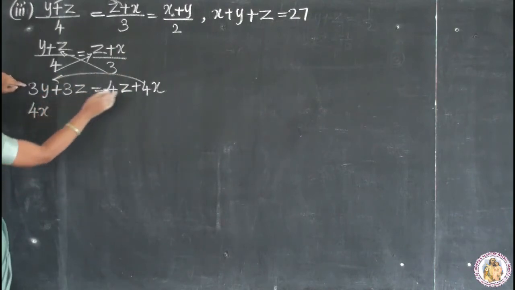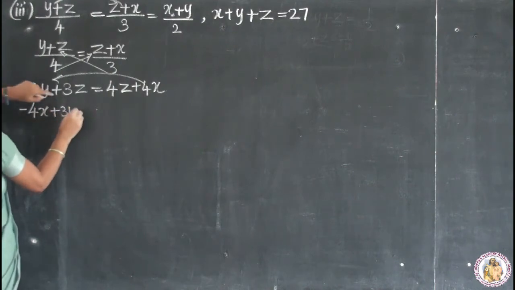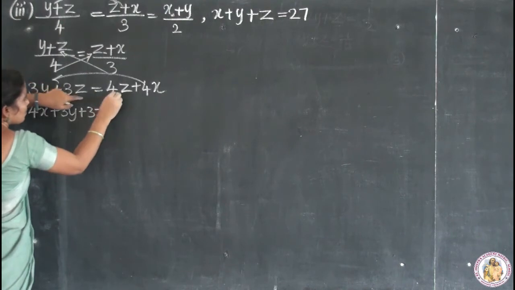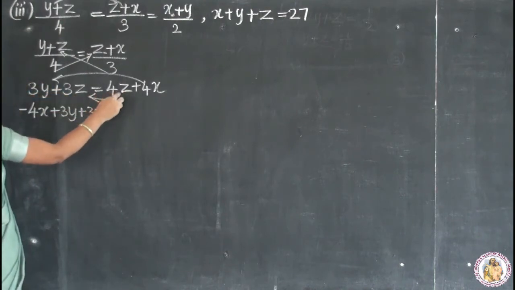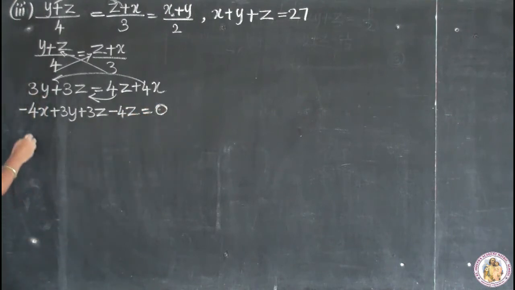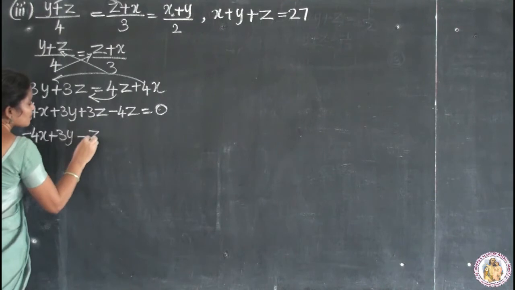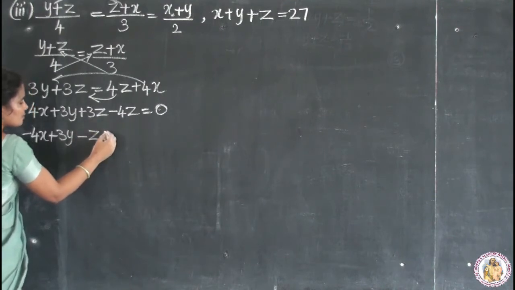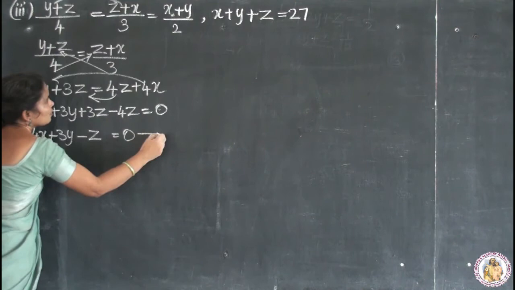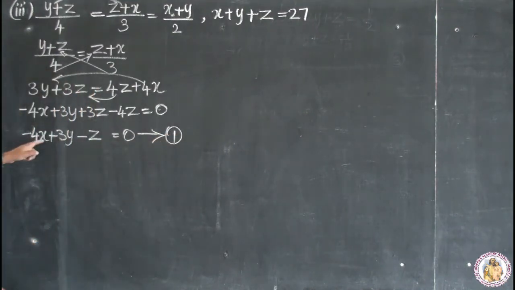4x plus 4x will become minus 4x plus 3y plus 3z. Here plus 4z will become minus 4z is equal to 0. Minus 4x plus 3y, different sign, subtract. 3z minus 4z is minus 1z is equal to 0. That is, taking this as the first equation, minus 4x plus 3y minus z is equal to 0.